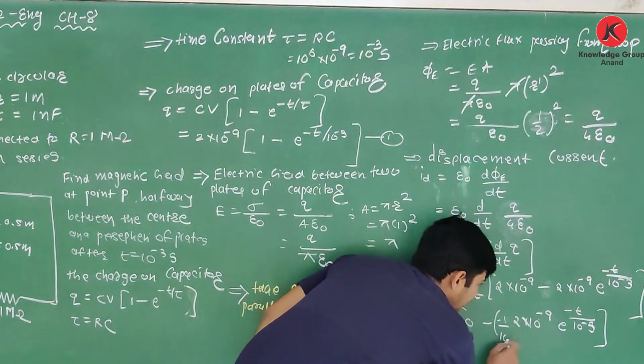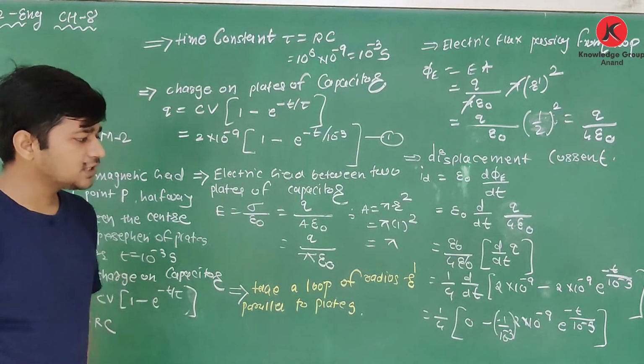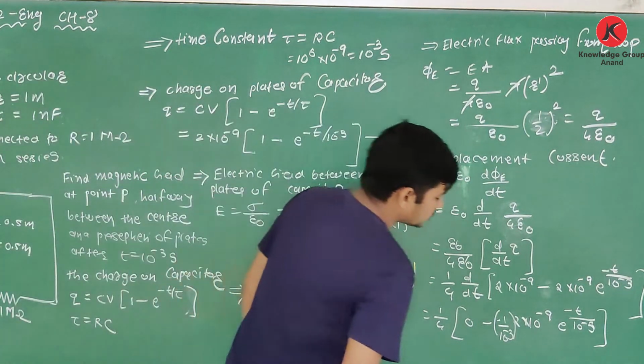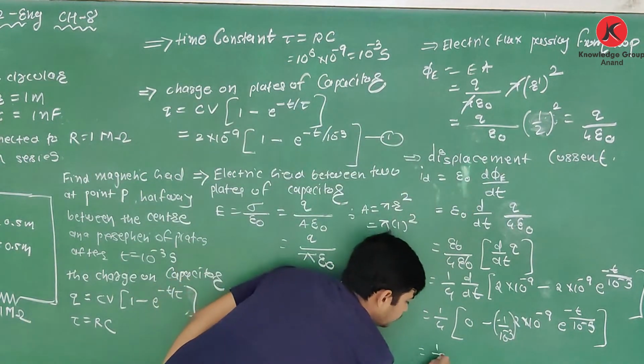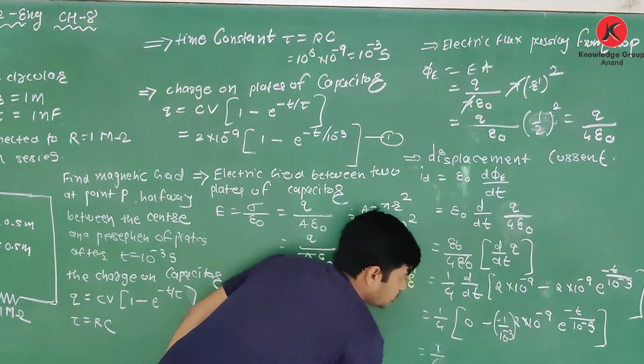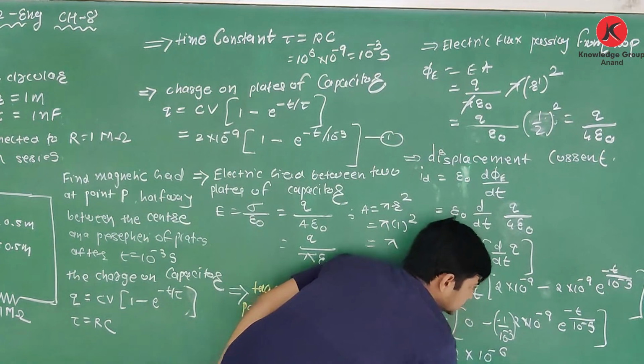Minus 1 upon 10 raised to minus 3. Clear about this? Okay. So now simplify this one. Minus minus will become plus, so it is 1 upon 4. Here it is 2 into 10 raised to minus 6.